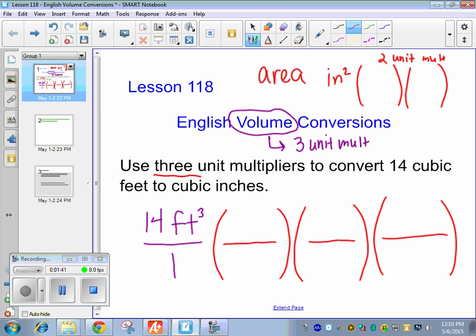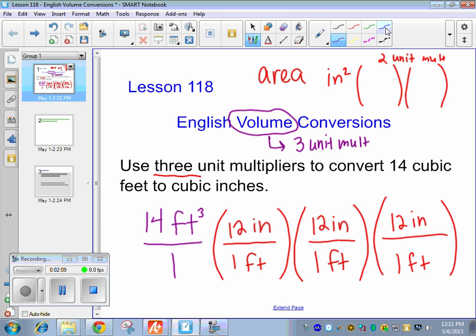So 14 feet cubed, and we're going to inches. So how many inches in a foot? 12. And don't forget, if feet is in the top, where does it have to go on all these? The bottom. So 1 foot is equal to 12 inches. So again, this is really equal to 1 because these are equal amounts. And then we have to do the same thing 3 times. So another one and another one.